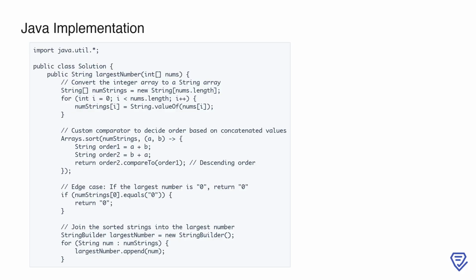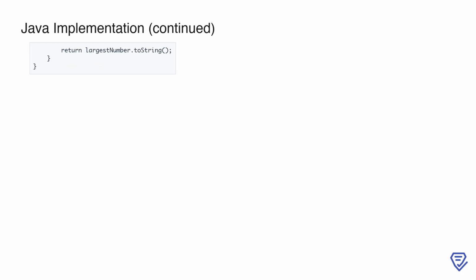Finally, to construct the largest number, we use a string builder to concatenate all the strings in the sorted array, appending them one by one. With the sorted strings now concatenated in the correct order, we simply return the final result. The largest number method returns the string representation of the largest number constructed by concatenating the elements of the input array. This completes the implementation.